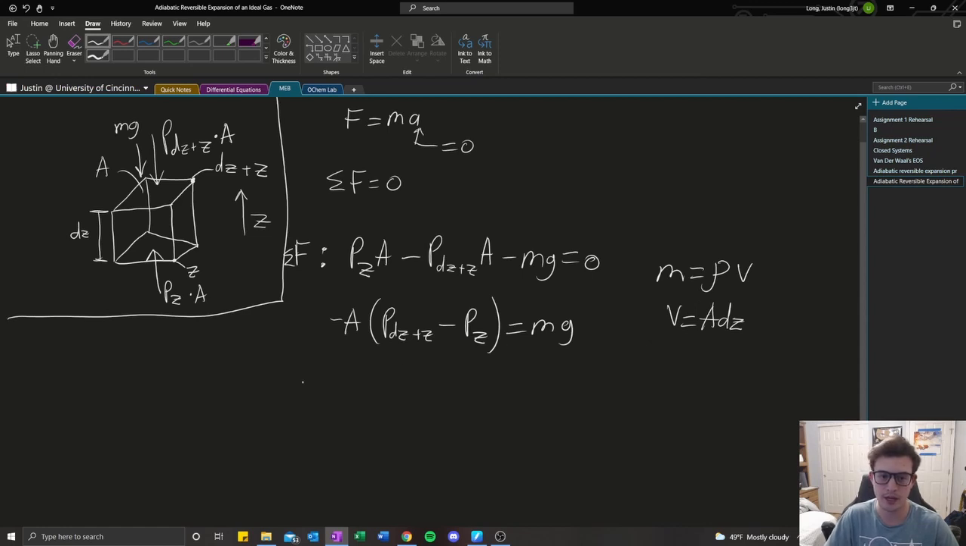So we're going to make this mass, copying over this part of the equation. So we know that this is rho A dz times g. And I am going to recognize that we've got an A, the area, on both sides, so we can just cancel that.